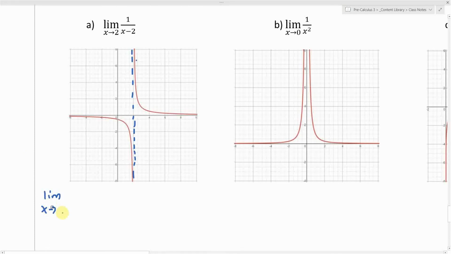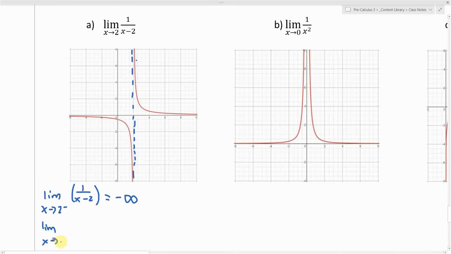one-sided limits and say, what happens as x approaches 2 from the left of 1 over x minus 2? Well, as x approaches 2 from the left, we can see that the function is going to go down, and it's just going to keep going down. As you get closer and closer to 2, you're going to keep going down infinitely. So you're going to go down toward negative infinity, and we would say that the left-hand limit is negative infinity.